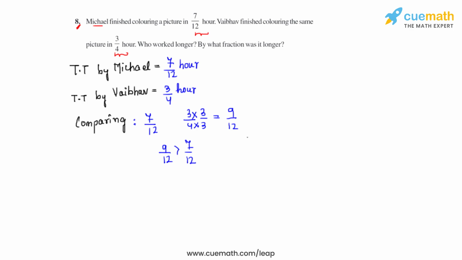Now we have to find the difference, that is, by what fraction was it longer. So we'll do 9/12 minus 7/12. The denominators are same, so we just directly find the difference of the numerators, and that is 2/12. Simplifying it, 2 ones are 2, 2 sixes are 12. We get the answer as 1/6 hour longer. And this is how we solve this question.